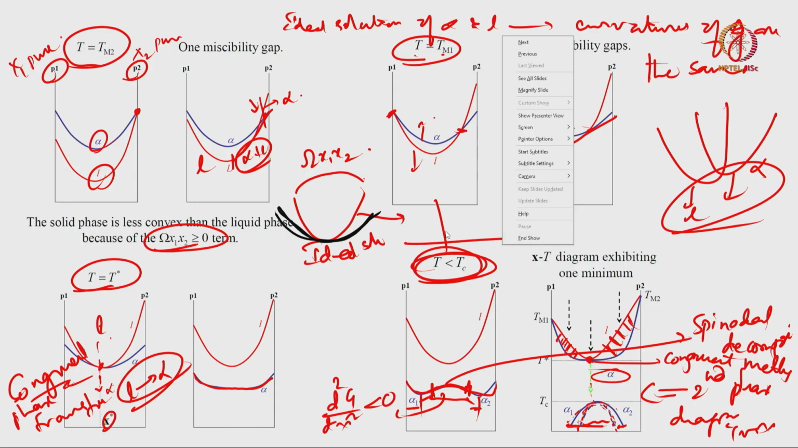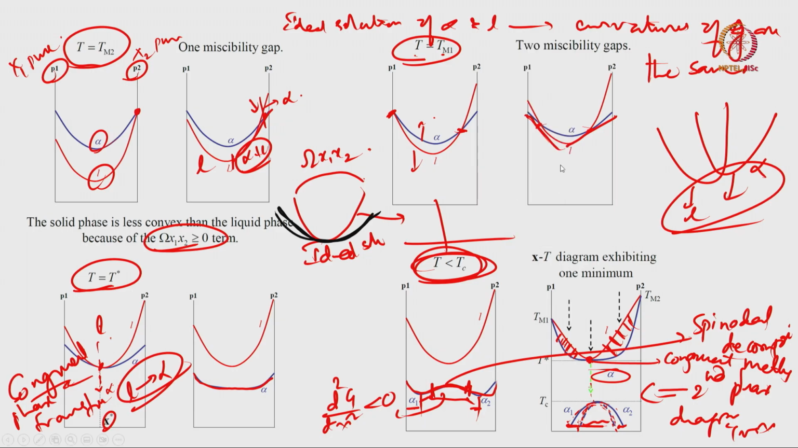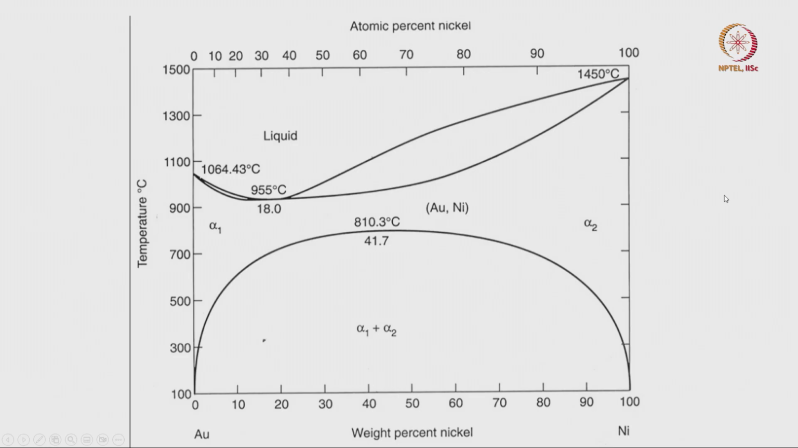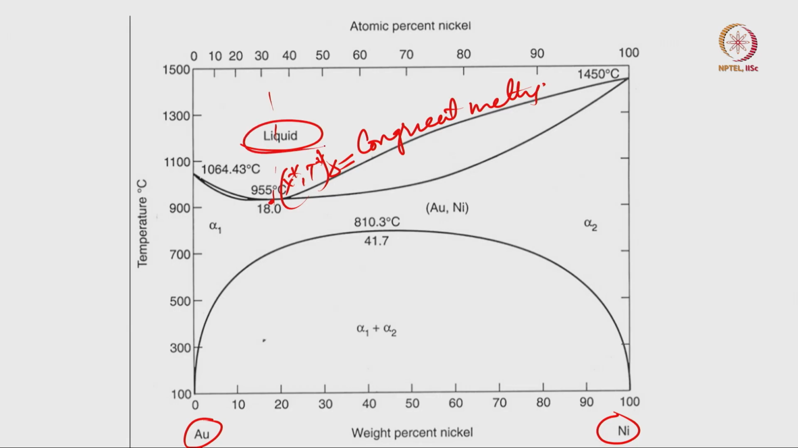Now, very quickly, before I end this class, let us see. So, this is the example of a gold nickel alloy, the exact same thing that I have been showing you, right. So, in the gold nickel alloy, this is your x star, T star, where you have the congruent melting, right. And so in the liquid phase, this is like an ideal solution. In the solid phase, this is a regular solution, right.